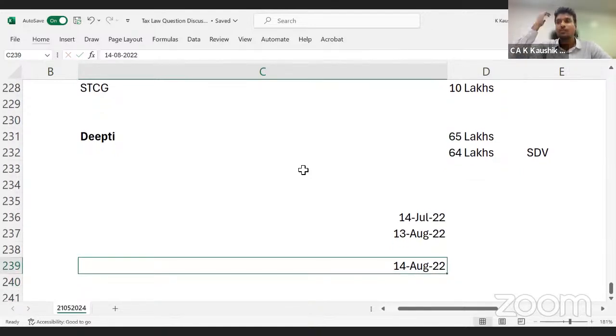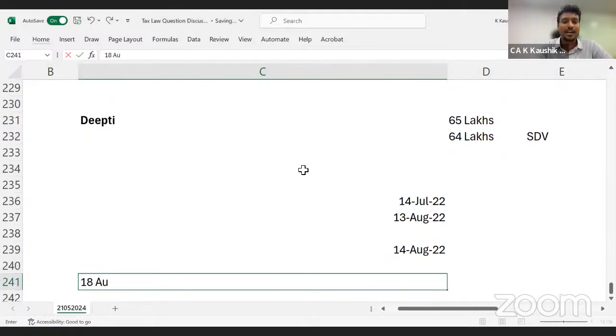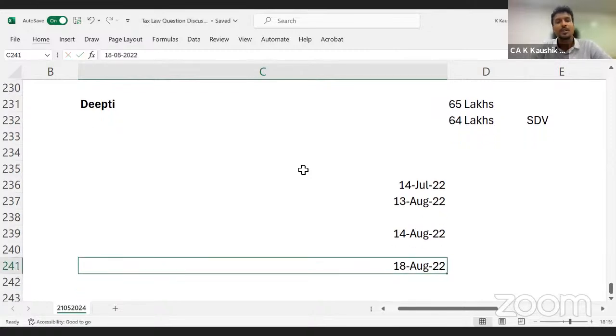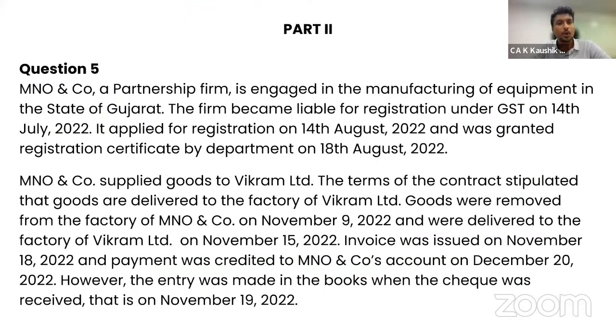Since the application was made outside the 30 days period, the effective date of registration shall be 18th August 2022. So from 18th August 22, you are required to issue GST invoices. Hence, there won't be any revision requirement. So there is no requirement to revise the GST invoices or revision of any invoices. So there it solves your first question.